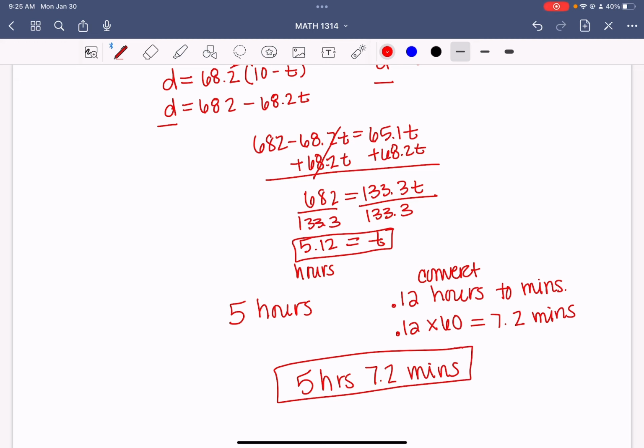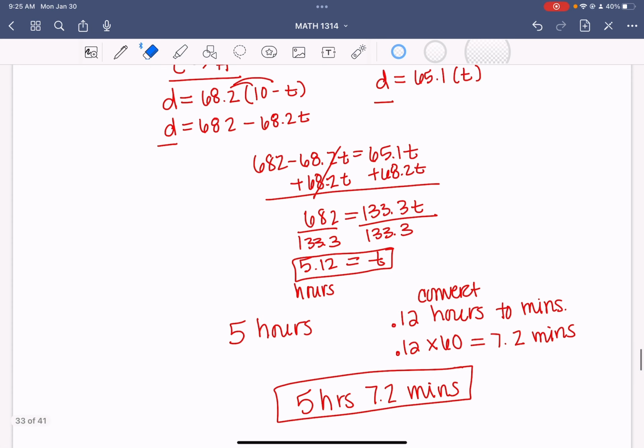This situation did involve two equations, like what we were seeing with our substitution and elimination. But at it, we had to know our distance equals rate times time. And then when we solved it out, we had to convert our unit into hours and minutes. I hope this helps with the application of your systems.